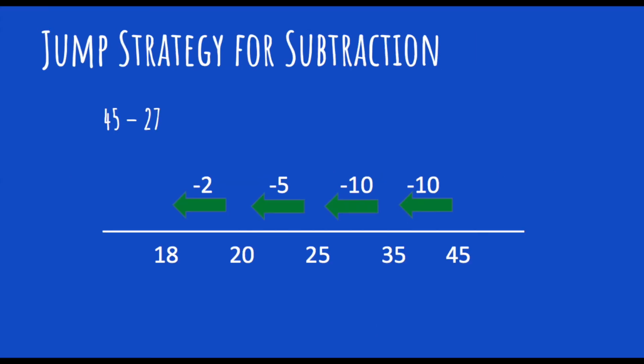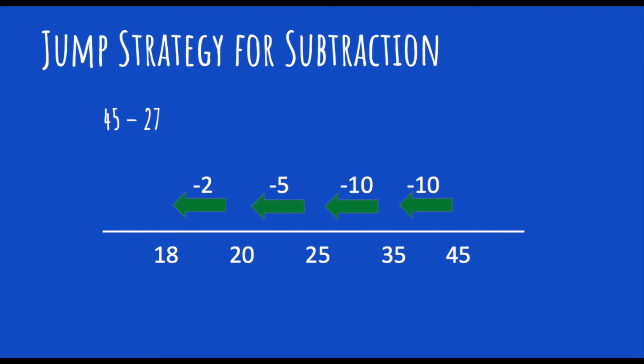Okay, here's your jump strategy for subtraction. We've got 45 subtract 27. So we're going to start at 45 on an open number line. We're going to make 2 jumps of 10 for your 20, which gets you to 25. And then a jump of 5 to get me to my friendly 10, and then a jump of 2.